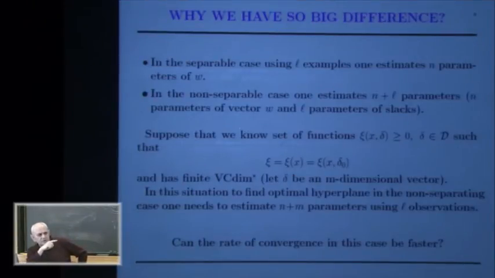In the first case, you're looking for n parameters of the vector W. For the non-separable case, you're looking for n parameters of vector W plus L parameters for the slack variables, and L is exactly equal to the number of your observations. So when the number of observations increases, the number of parameters also increases. It does not matter that most of the slacks will be equal to zero. You still need to estimate all of them.